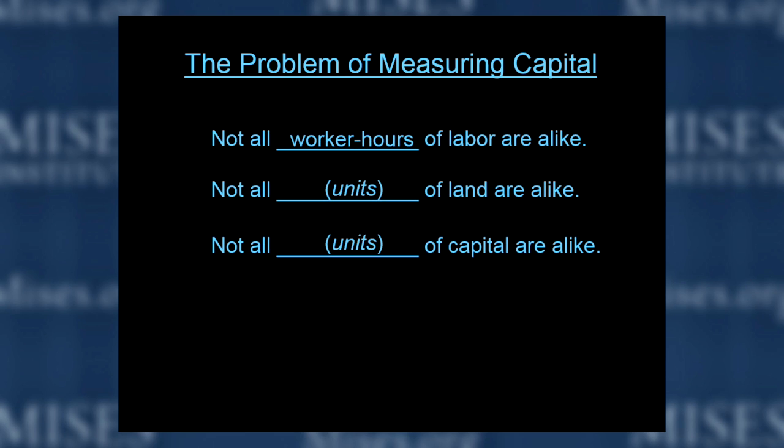So let's get going. Worker hours. Yeah, worker hours. Not all worker hours are alike, but they all are worker hours. So you've got something of a unit there. And how about the next one? Not all blank of land are alike. Well, seems like that's acres, or it could be acre years, depending on just what you're going to do. But now I challenge you, not all units here of capital are alike. What goes in there? So watch those units real close there for capital, and you'll see what shows up in some of the textbooks. Not all, yeah, units.